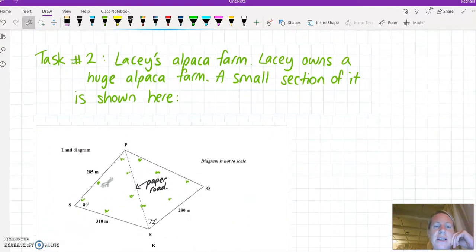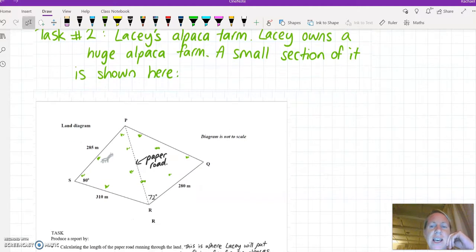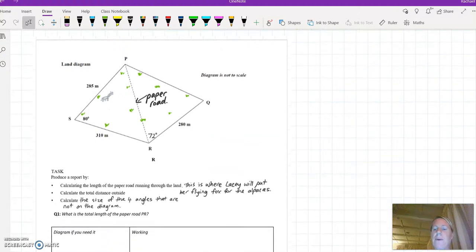Task number 2, Lacey's alpaca farm. So she's got this huge alpaca farm. Good on you, Lacey. A small section of it is shown here. All right. So it talks here about produce a report by calculating the length of the paper road running through the land. This is where Lacey will put her flying fox for the alpacas.